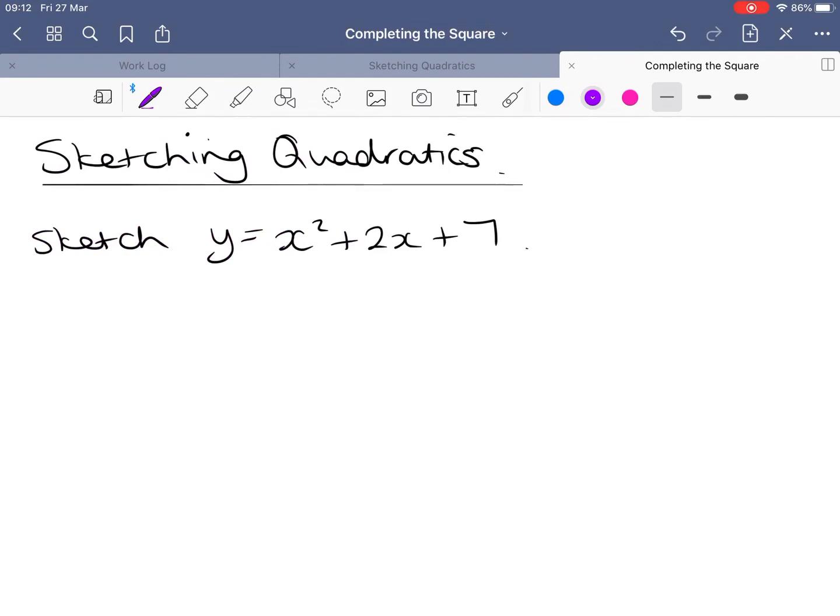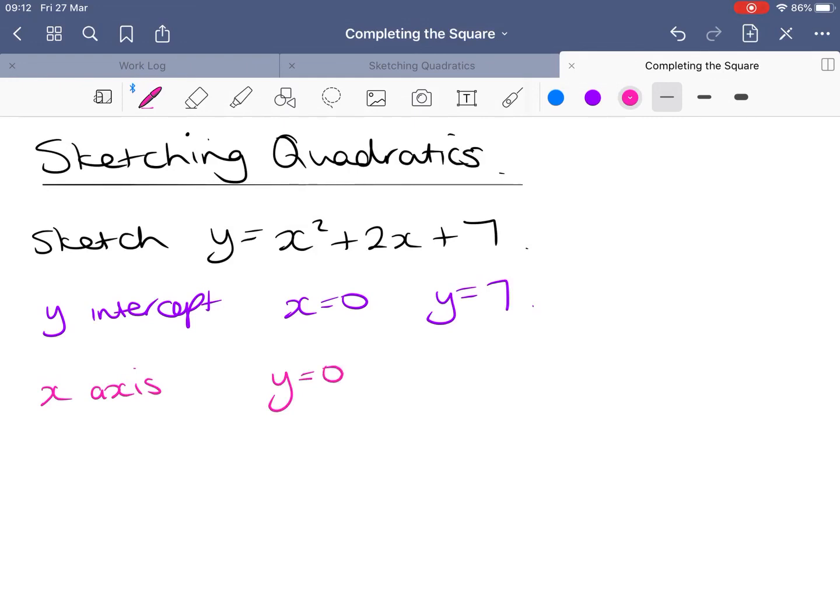So, really useful to do a sketch. All right, so let's go back to what we did last lesson, sketching quadratics. Let's find, right, so we want to know what the y-intercept is. So my y-intercept, I set x equal to 0, so my y is 7. Next bit, I want to know where it crosses the x-axis, or the x-intercept. Y equals 0, so I get 0 equals x squared plus 2x plus 7.